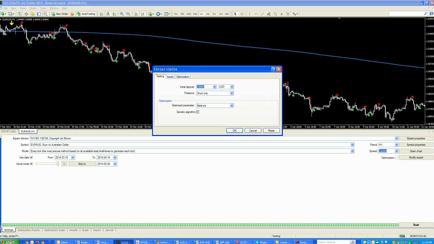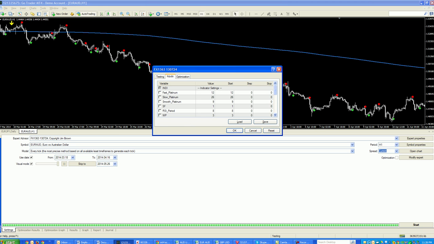It's called the FX1363 EA. So I always use $10,000 accounts for back testing. That's just my thing. Right, so you've got a choice here. I've picked short only. Inputs. Now there's my settings. These are the red and green dots. Don't worry about them too much. So it's all pretty straightforward.